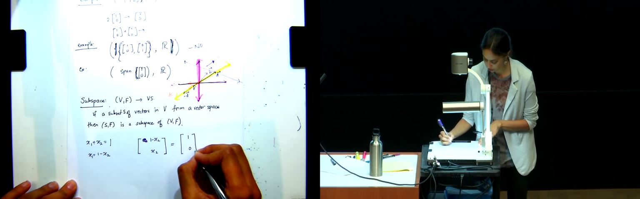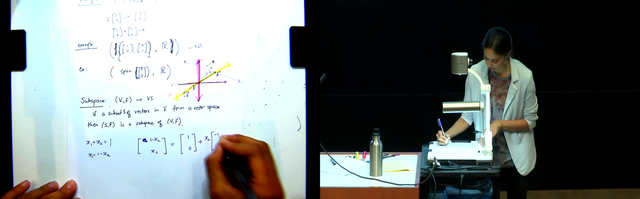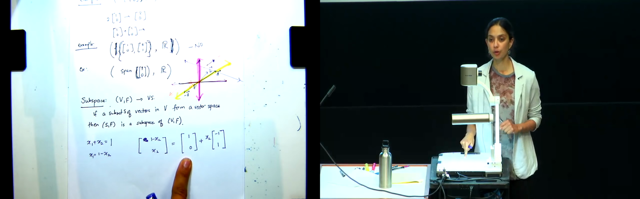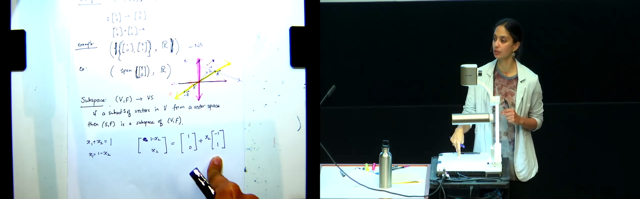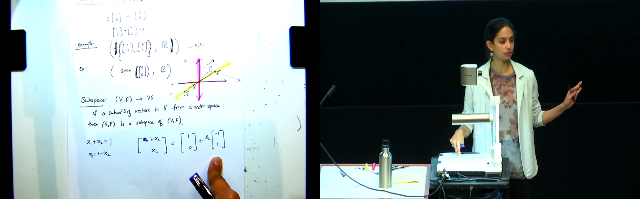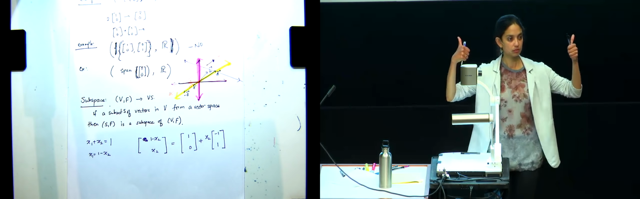and if I wanted to write this further, I can write this as 1, 0, plus x2 times minus 1, 1. Does everyone see that? Does everyone see how a set of vectors, if I say the set of all these vectors, so what is this? This is basically 1, 0 plus the span of minus 1, 1, right? It's a really good question. That's why I wanted you all to do the exercise. Does everyone see? Okay. Great. Moving on.